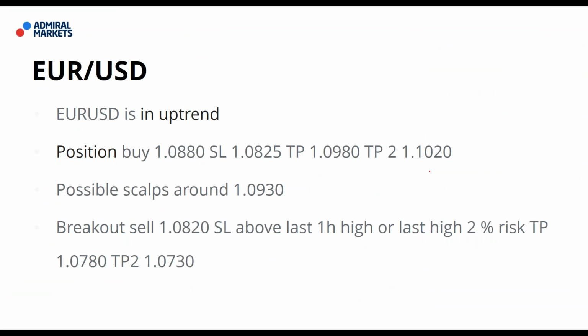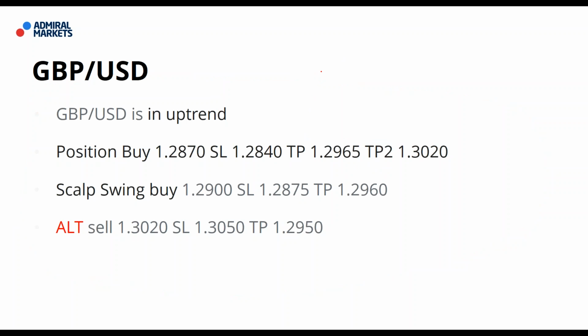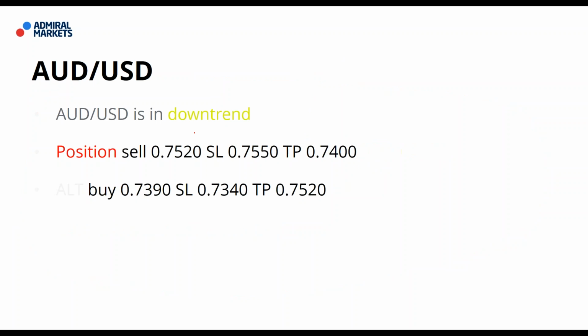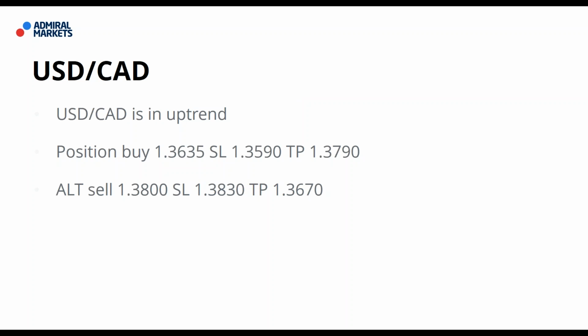Now I will roll the slides again, so you can ask me if you want to know anything, and if you want some other fast info about different pairs. So Euro Dollar, the first one, Pound Dollar, Australian Dollar, Euro Yen, and Dollar CAD.